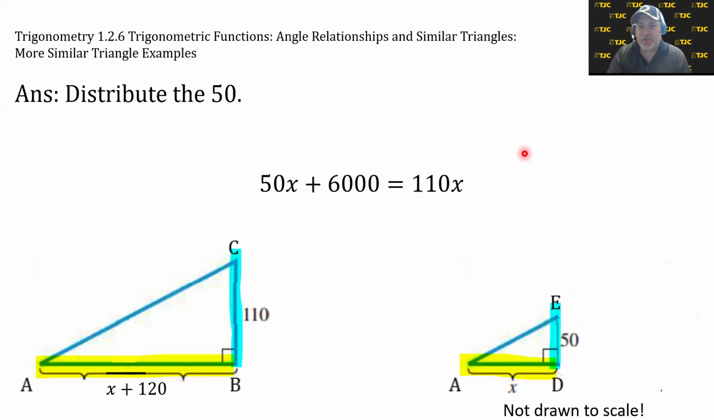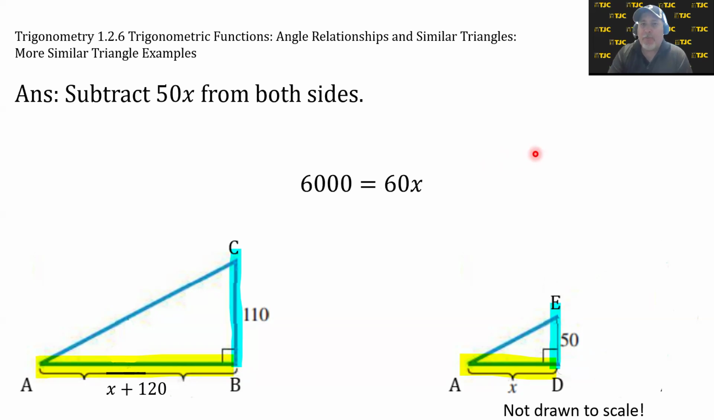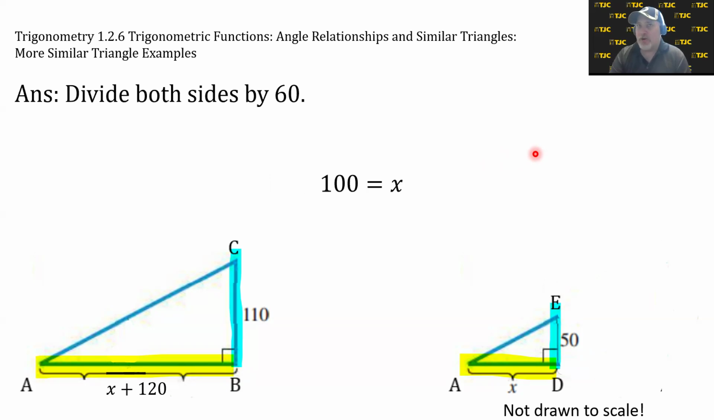We have 50x plus 6,000 equals 110x. If you have x's on both sides, you have to fix that. So we're going to subtract 50x on both sides. And when we do that, we get 6,000 equals 60x. And when we divide both sides by 60, we get x equals 100.